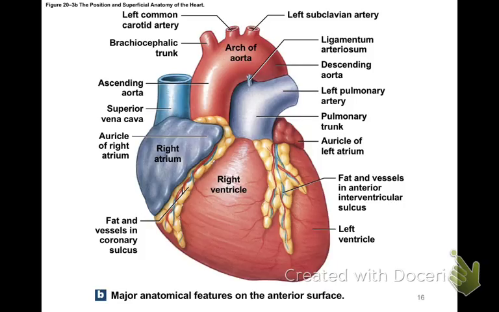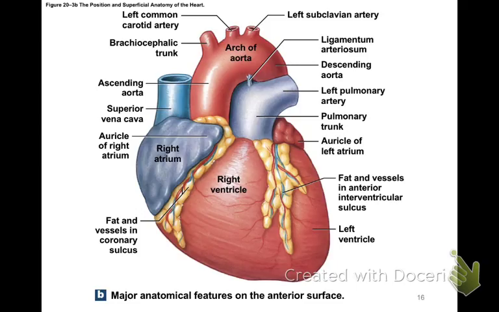This is the major vein that drains blood from the head, the neck, and the arms, and it enters the right atrium. That's from the system. We'll see its partner, the inferior vena cava, on the back side. You'll also see the aorta. This is the major vessel that supplies blood out to the systems of the body.